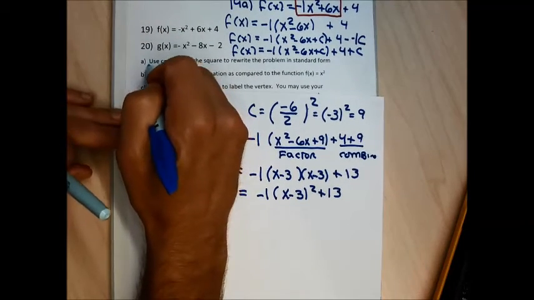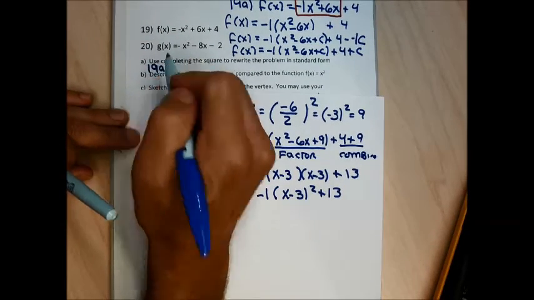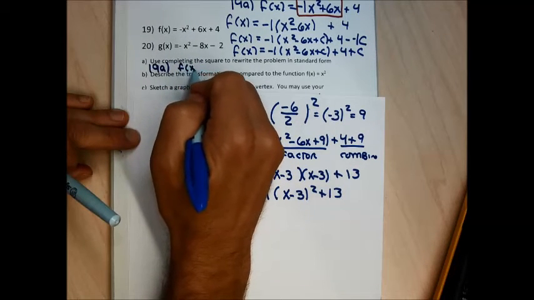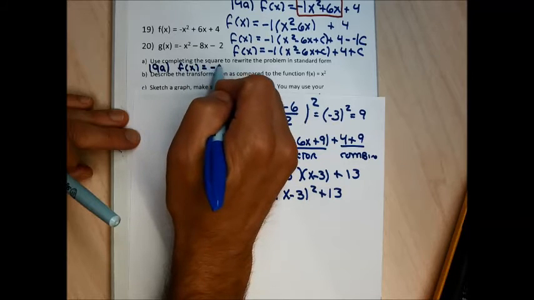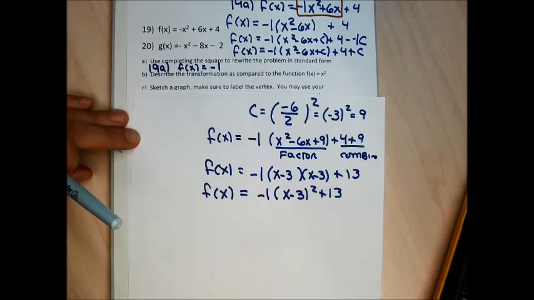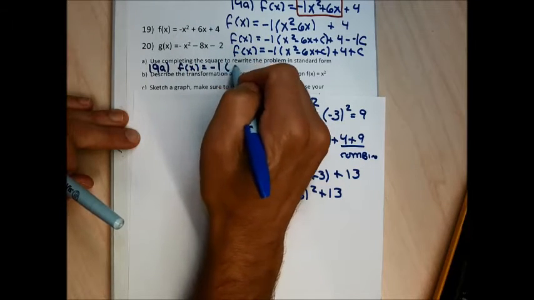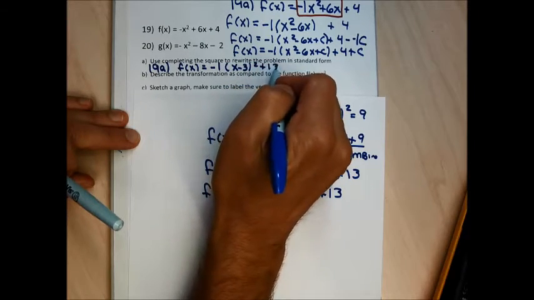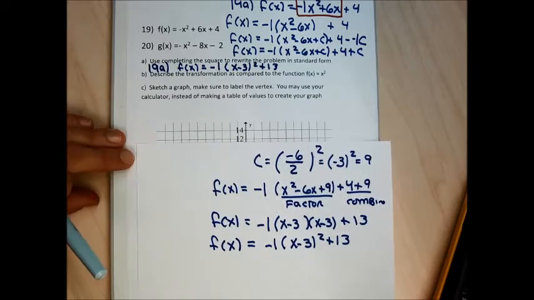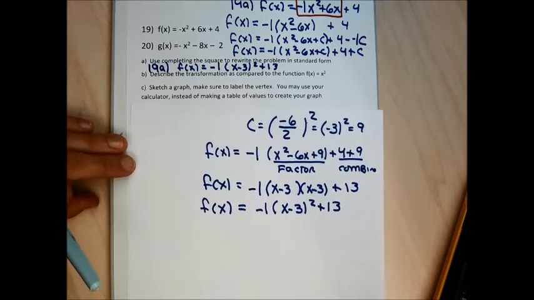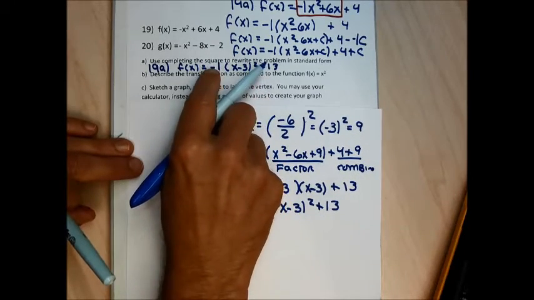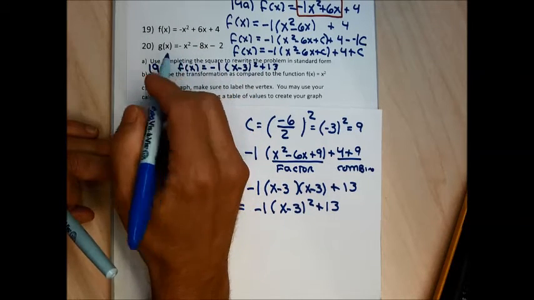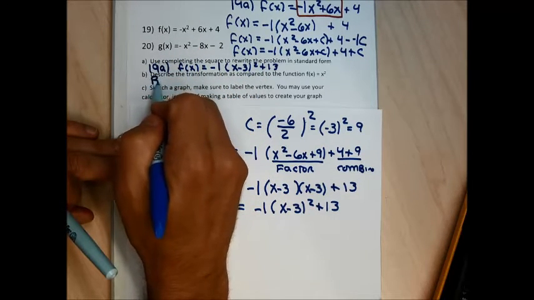So for 19A, the transformation of my function is going to be f of x equals negative 1, I don't have to write the 1, but I like writing the 1, times (x minus 3) squared plus 13. Now I'm going to make my table of values. I'm going to describe the transformation. The negative in front of the parentheses reflects it over the x-axis, or it makes it go upside down.